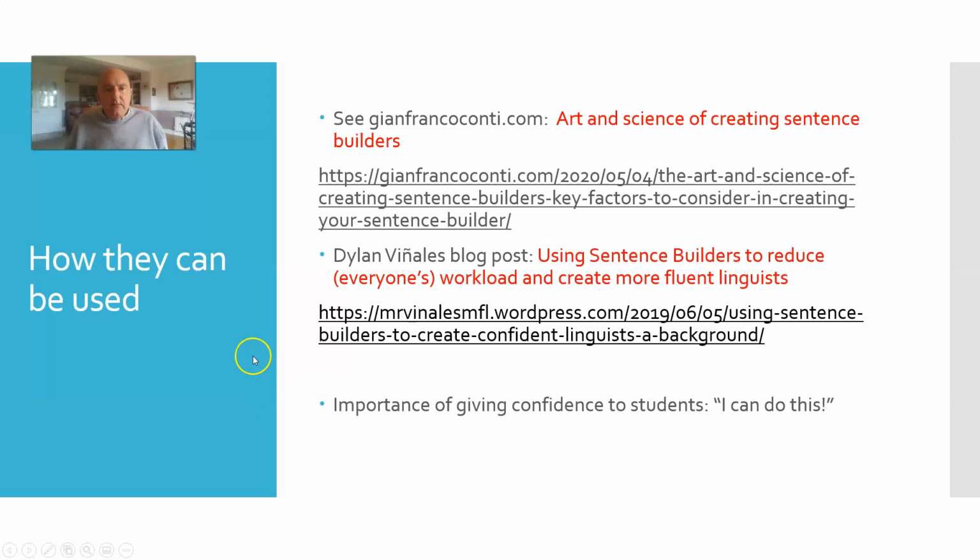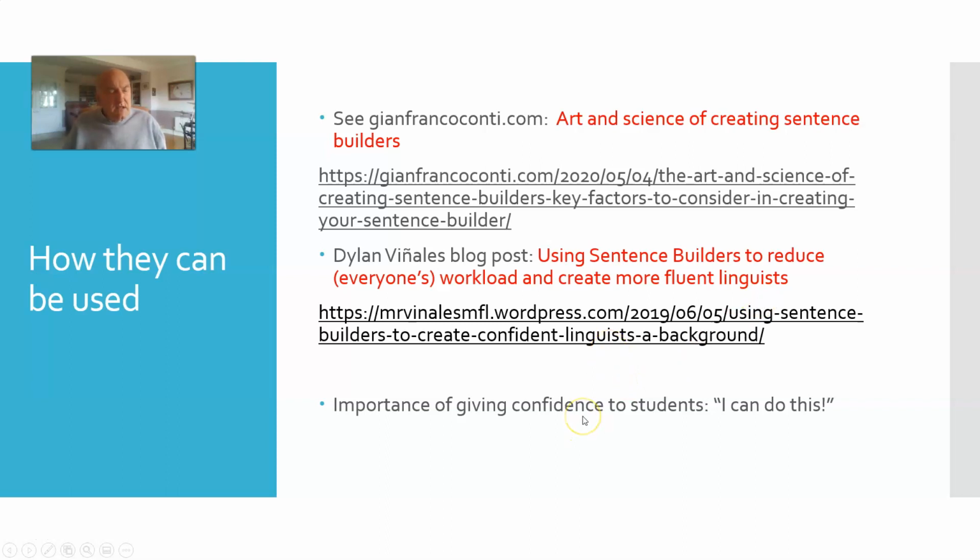Now, how they can be used, I'm not going to go into that in great detail, because to be honest with you, that's been well covered in a couple of posts I picked out for you from Gianfranco's site. You can just Google that, The Art and Science of Creating Sentence Builders. And if you look elsewhere on his site, you'll see ways in which they can be used. And we describe this also in our book, Breaking the Sound Barrier, in some detail. And a nice post by Dylan Vinales, who is a former colleague of Gianfranco's in Kuala Lumpur. And he did a very nice post called Using Sentence Builders to Reduce Everyone's Workload and Create More Fluent Linguists. So you can look that up there.